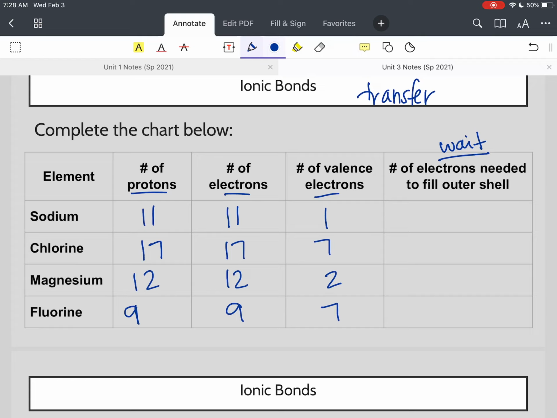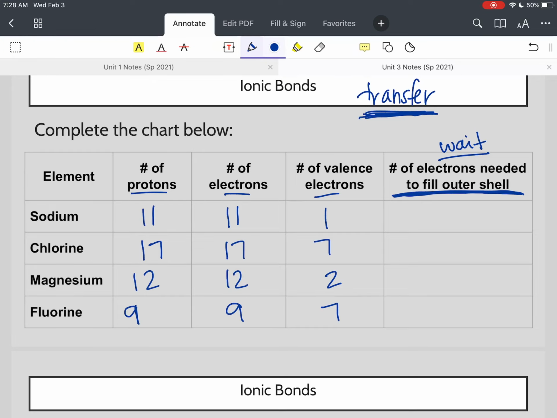All right, so because we're transferring electrons, okay, we're going to do kind of the same thing. How many electrons do we need to fill our outer shell? Okay, but because they're going to transfer, we want to think about it in terms of them moving. So it's not just that they need to share some, it's that they might actually need to take some away, or they might need to give some away, okay? So sodium has 1 outside electron.